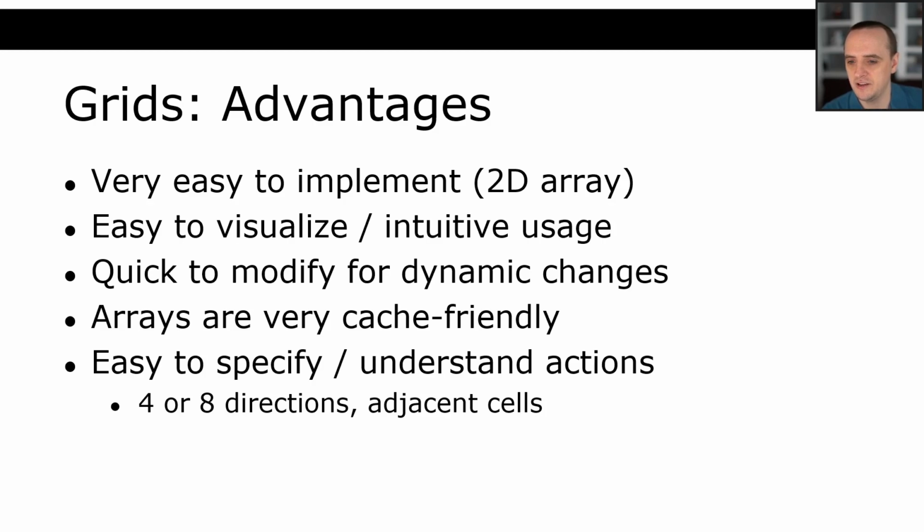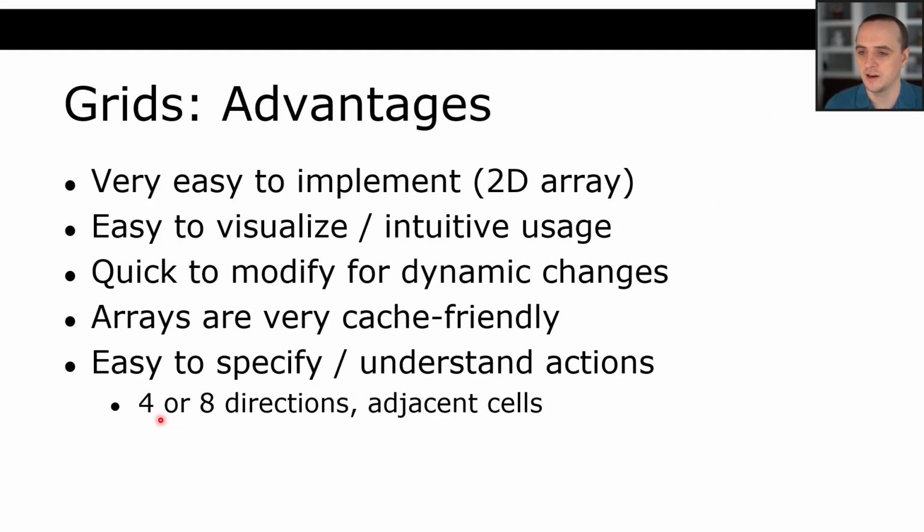It's very easy to specify and understand the actions, right? Because let's say if we had an arbitrary graph structure, one of our actions might be, okay, you can move from node 32 to node 41. Well, what does that mean? What does that look like? It's very difficult to intuitively see that.